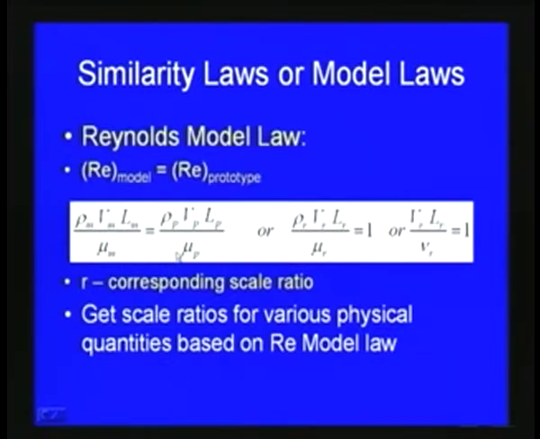Here, r corresponds to the scale ratio. As we have seen, we will be using a particular scale ratio with respect to the geometry or other parameters. This r represents the corresponding scale ratio. Now if we use this Reynolds model law, for various parameters like velocity, acceleration, discharge, pressure, energy, power, etc., we can derive the various scale ratios using the Reynolds model law.